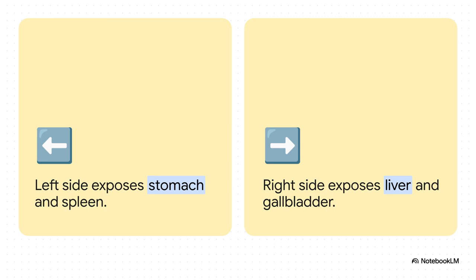Now, what's really fascinating here is how shifting just a couple of inches left or right completely rewrites your surgical setup. If they make a left paramedian cut, you're walking into the room with the stomach, pancreas, and spleen, so gastrectomies, splenectomies. But shift over to a right paramedian, boom, you're suddenly looking at the liver and gallbladder. It's the exact same style of cut, but totally different organs, which means a totally different instrument setup for you.